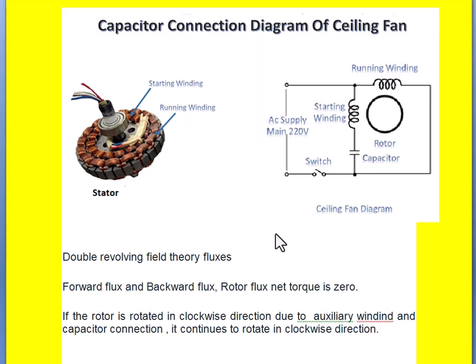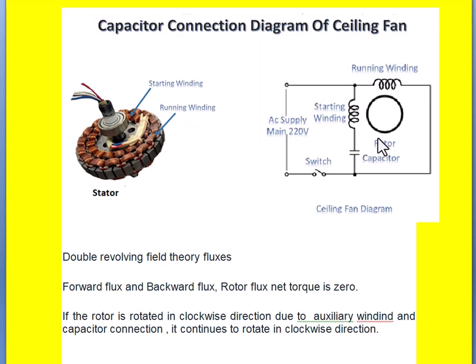So to explain the operation of this, we take the double revolving field theory. In the double revolving field theory, there are two fluxes. One is called forward flux, the other is called the backward flux. When the forward flux sweeps the rotor surface, it produces a torque in the forward path. Similarly, when the backward flux sweeps the rotor conductors, it produces a torque in the reverse direction or backward direction, that is called backward torque.